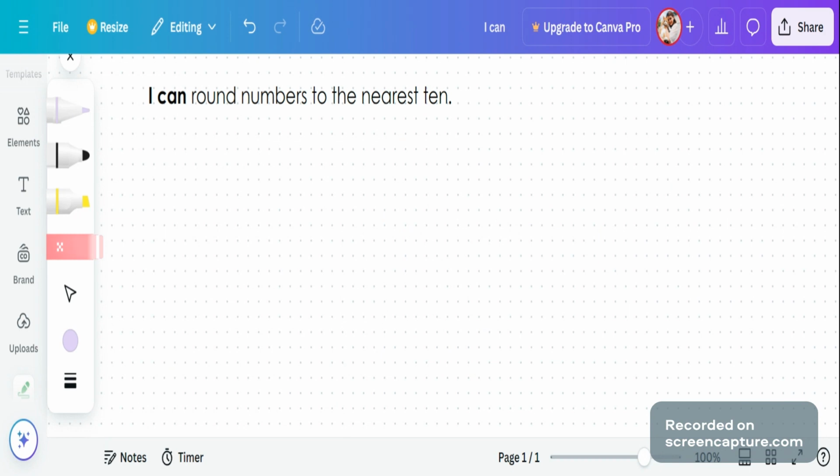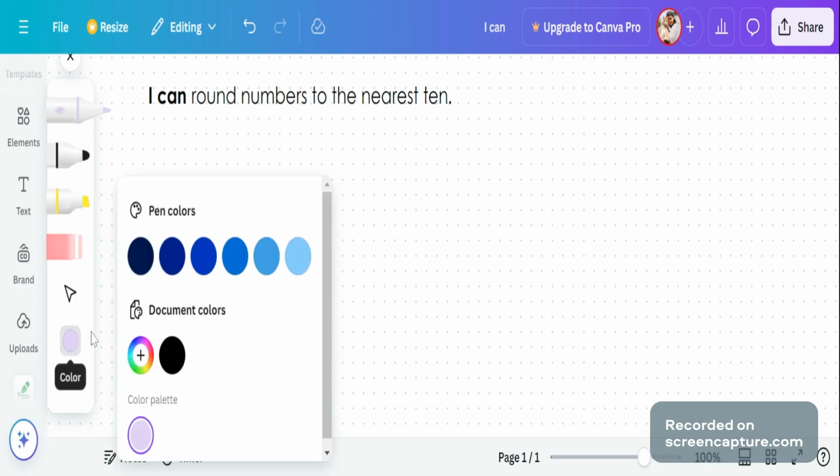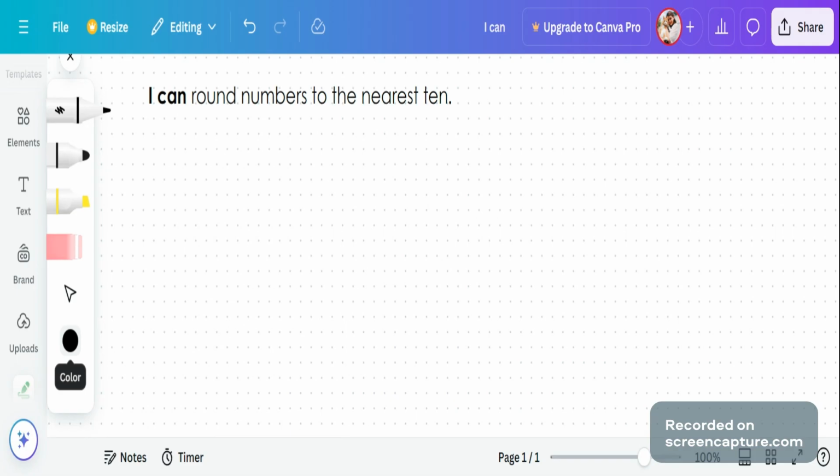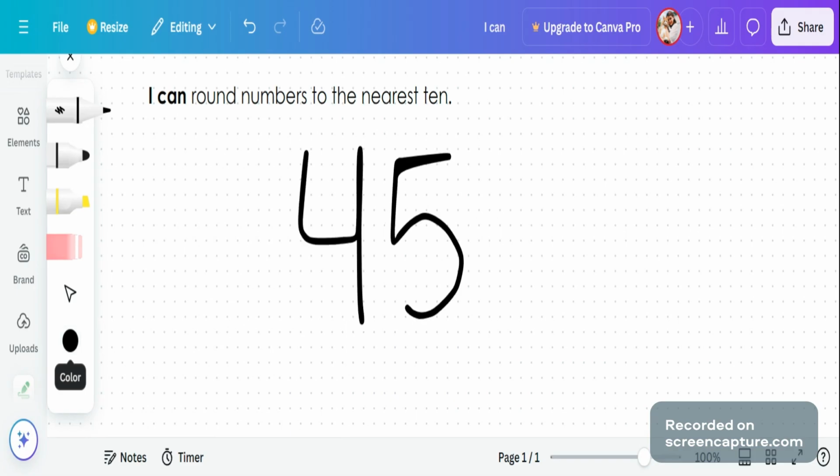The next number, I want you to try rounding by yourself. I know that you can do it. The next number I want you to write on your board is 45. I want you to determine, what does 45 become when you round it to the nearest 10? Solve your answer on your board and then type it into the box on the screen. Let's see if your answer is correct.